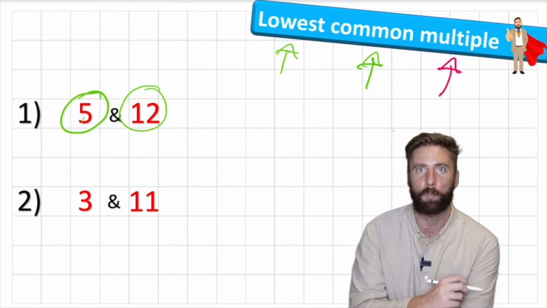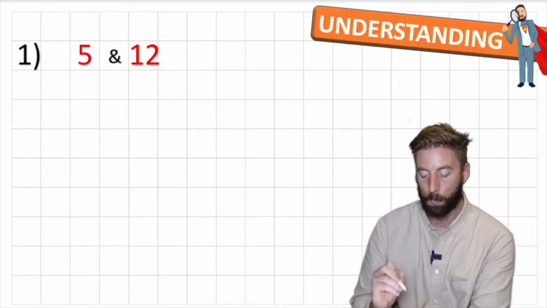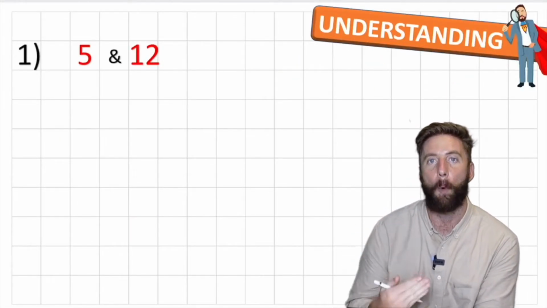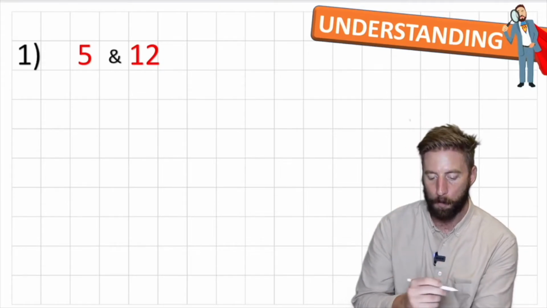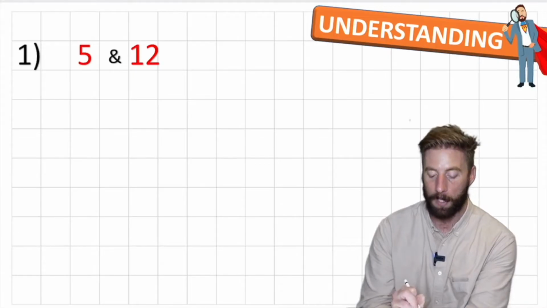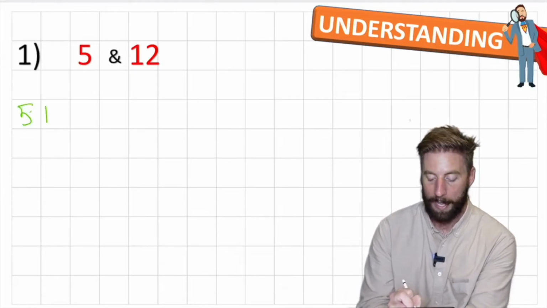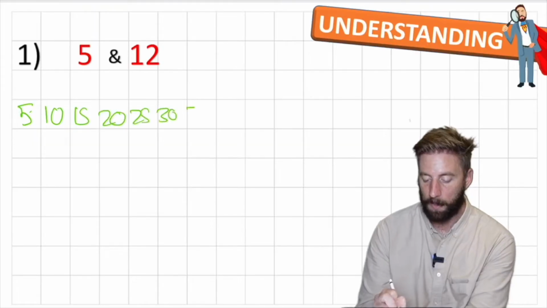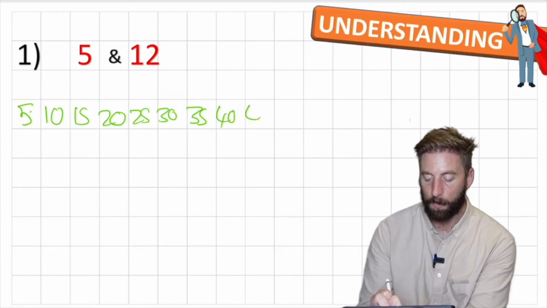Okay, let's begin with question 1 then. And I have 5 and 12. So I'm looking for that common multiple, the lowest common multiple. So I need to think about what my multiples are. Let's think about our 5 times table. 5, 10, 15, 20, 25, 30, 35, 40, 45, 50, 55, and 60.